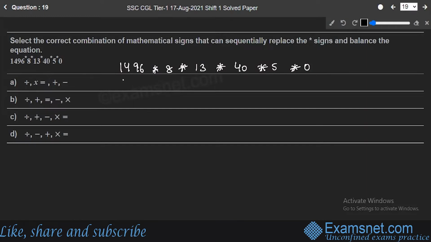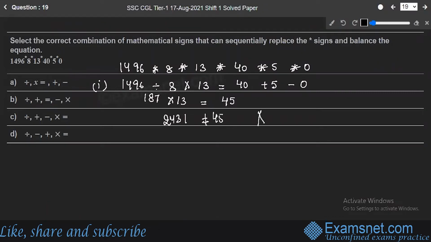So very first one, if I'm going for 1496 is the first one. This is divided by 8 multiply 13 is equal to 40 plus 5 minus 0. So if I'm going with this, if I'm dividing 1496 by 8, I get 187 multiplied by 13 is equal to 40 plus 5 gives you 45. So 187, if I'm multiplying with 13, gives 2431, which is not equal to 45. So this is an incorrect option.